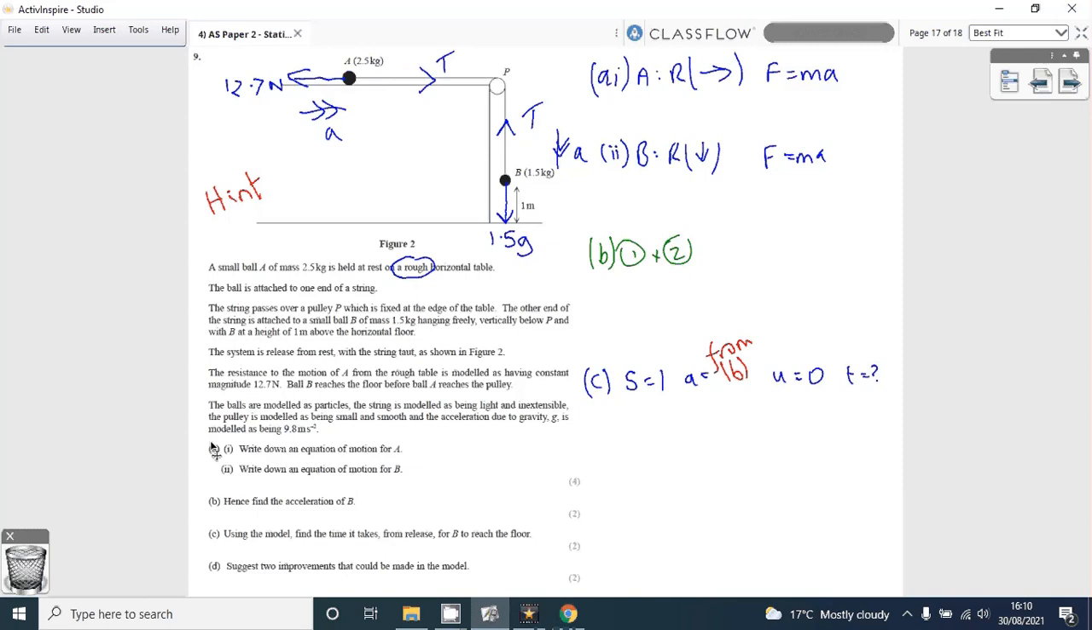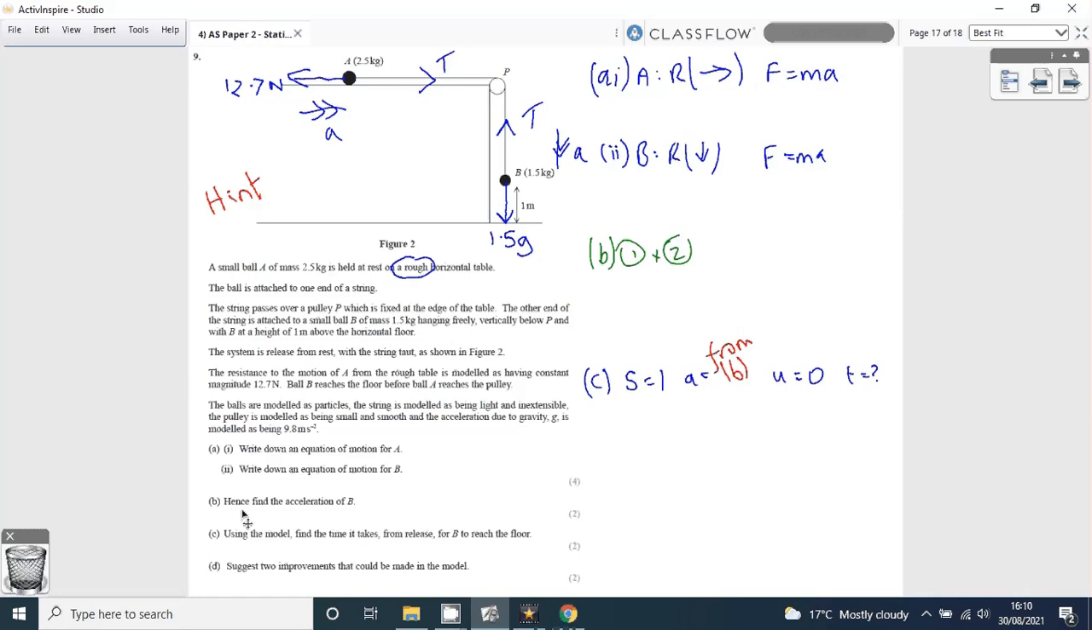Now for A part 1, write down an equation of motion for A. So we're focusing on A, do it in the direction of motion, which is left to right, and then just substitute in to F equals ma. So what is the net force as you go from left to right? So that will give you the equation of motion for A.